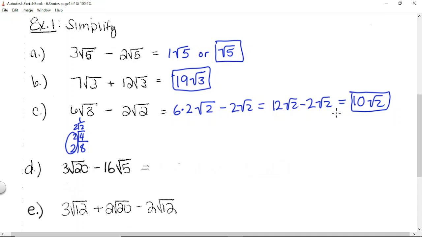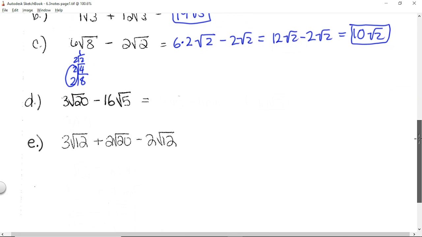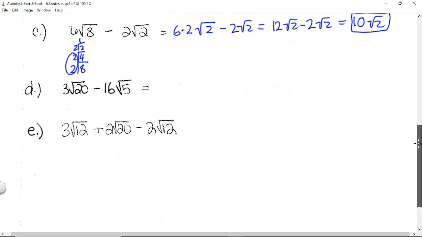Okay. So the next one, we will look at that same process. For D, we have the square root of 20 and the square root of 5. They're not the same, but the square root of 20 can be simplified. So we'll do that. Let's see where I can squeeze that in. I'm going to go ahead and do it here.